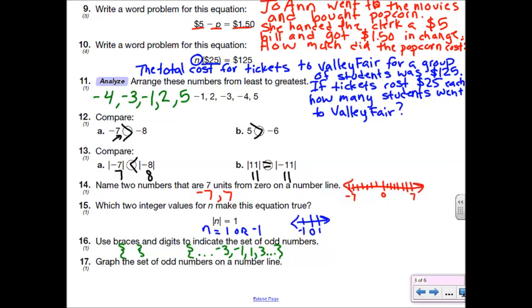And then it asks us to graph that as well. So if we get a number line, 1, 2, 3, 4, 5, 1, 2, 3, 4, 5. So we would put down here -5, -3, -1, 1, 3, and 5.